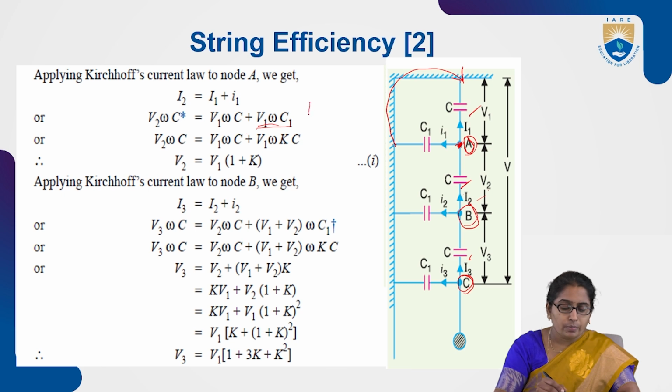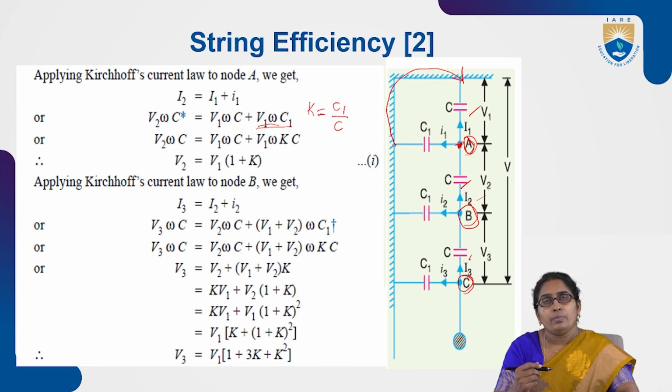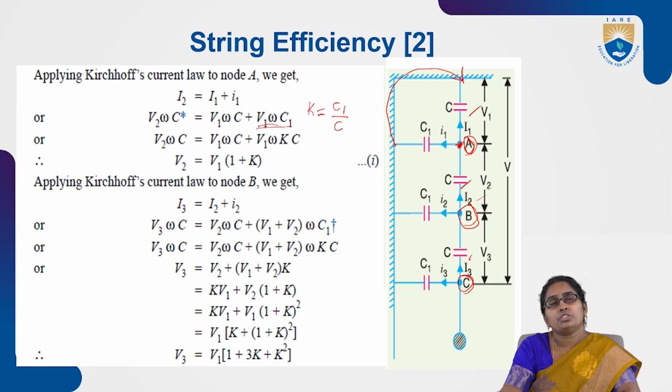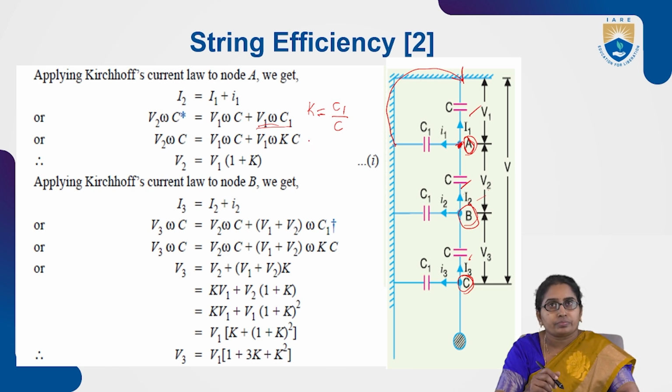To get the relation between C1 and C, there is a factor they defined, that is there in the picture, small K, which is defined as the ratio of shunt capacitance to self capacitance. That means shunt capacitance is a fraction of the self capacitance. That is the meaning. So this K value is always less than 1.